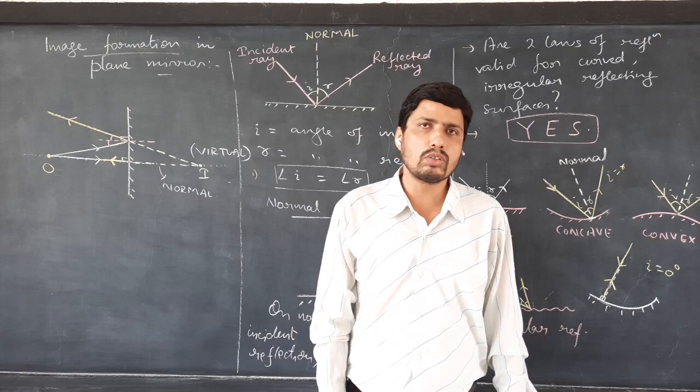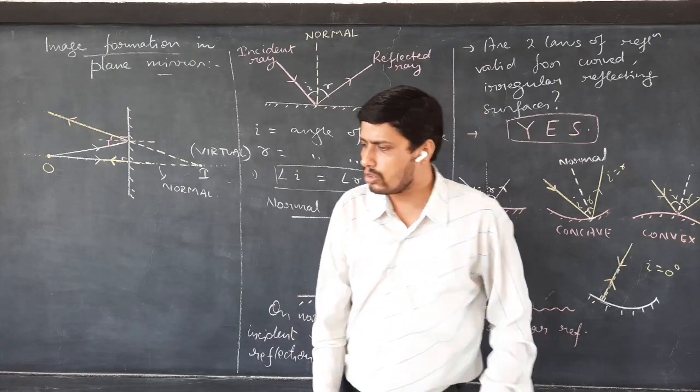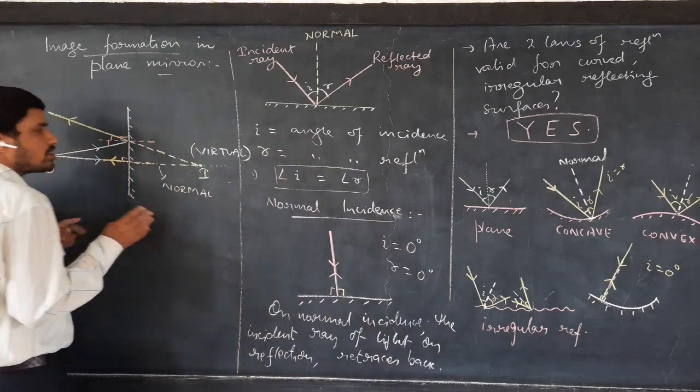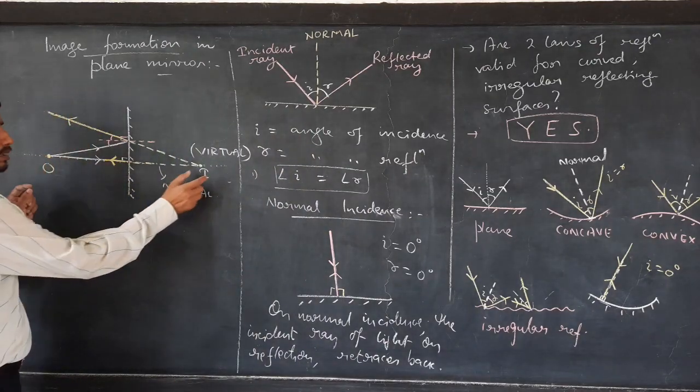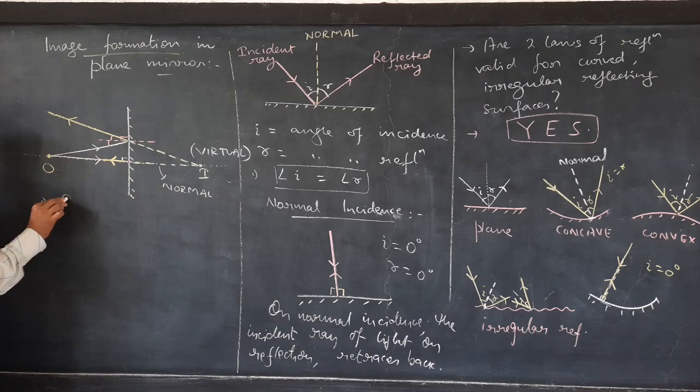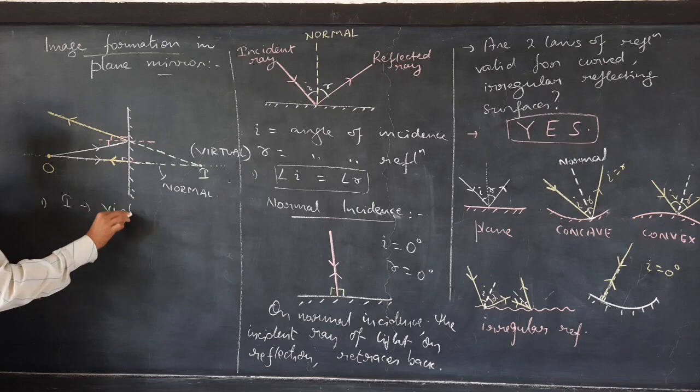Real images, because there is an actual image, you can obtain on a screen. In the next class, I will show you how to obtain real images using spherical mirrors. In a plane mirror, you usually cannot obtain a real image. So the image which you see is a virtual image. The first property is that the image is virtual.